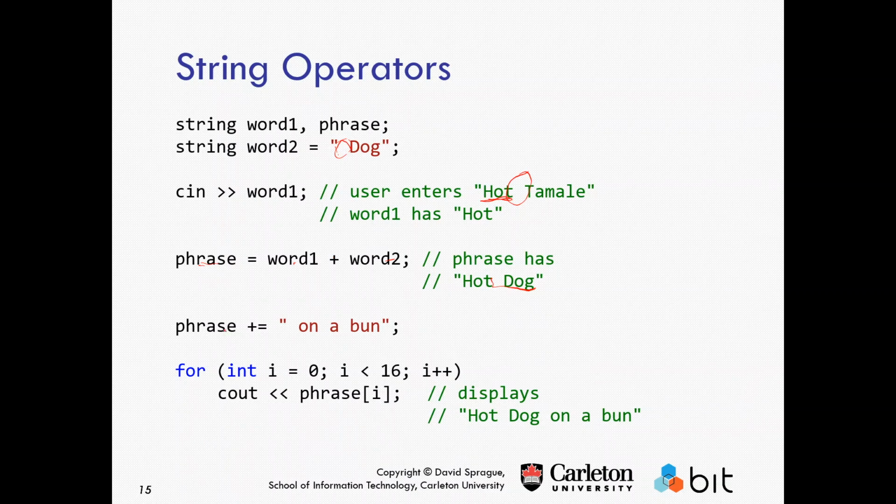I can now add on a bun at the end of this. So I get hot dog on a bun. I could just do a cout statement for the whole thing. So cout phrase, and it would be hot dog on a bun. I could do a for loop and go through this. Let's even get rid of this and say less than.